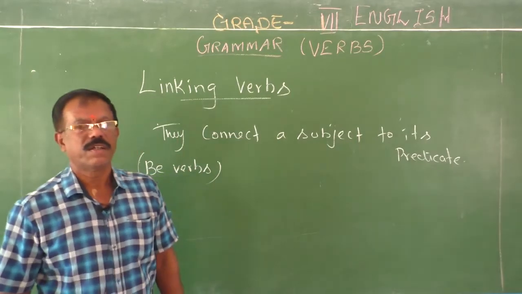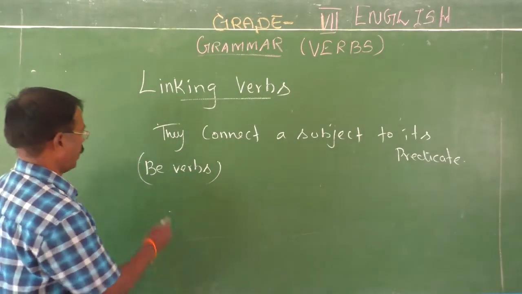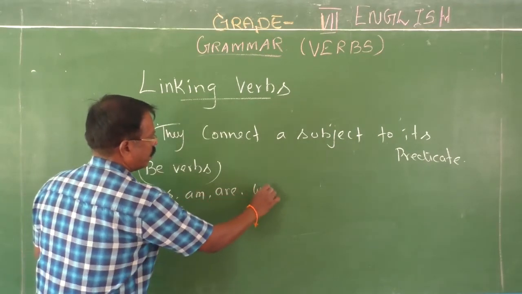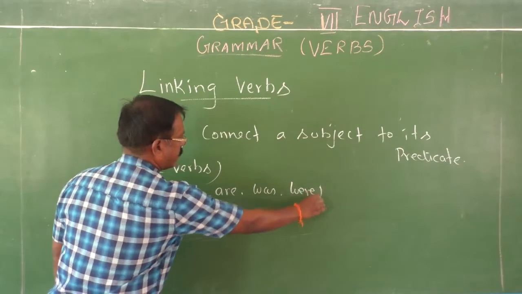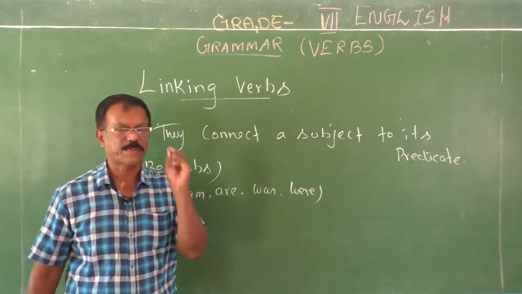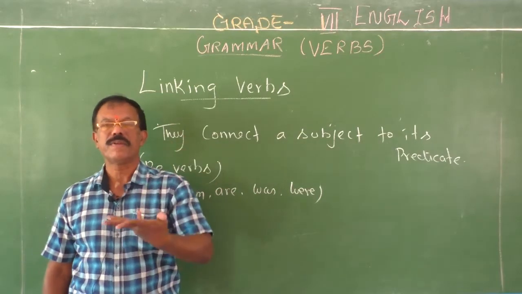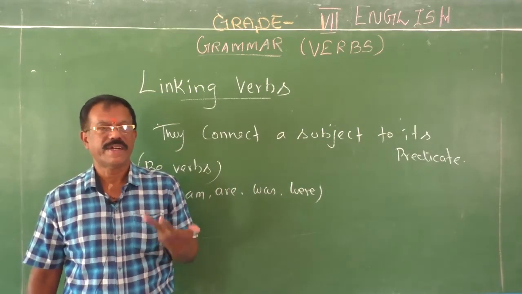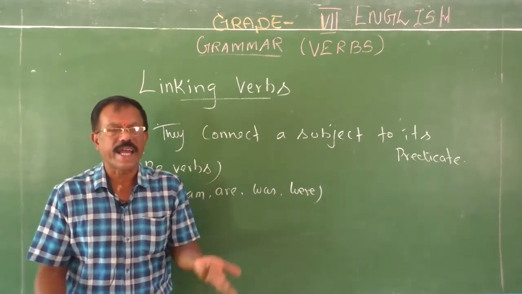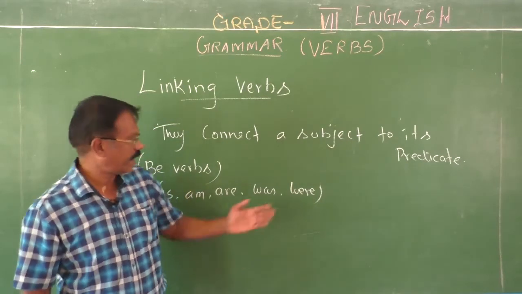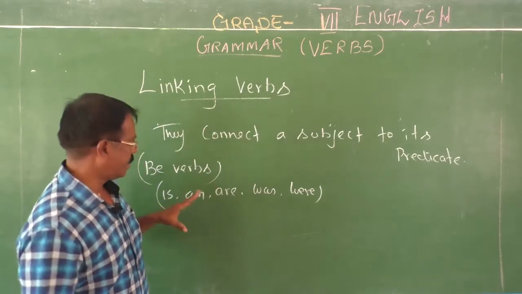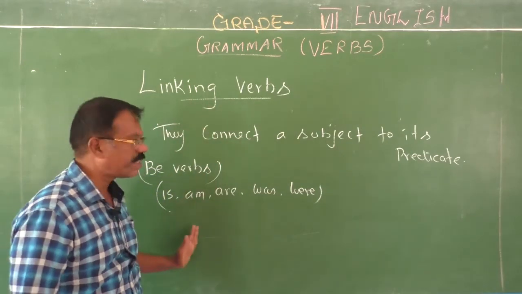Do you know, children, what are be verbs? I will explain. Be verbs are is, am, are, was, and were. They just express the position of a person. Where is your father? Where are you now? What is it? Where are they? So you can get answers for all these questions with the help of these be verbs. They are called linking verbs because they just link or connect a subject with a predicate.